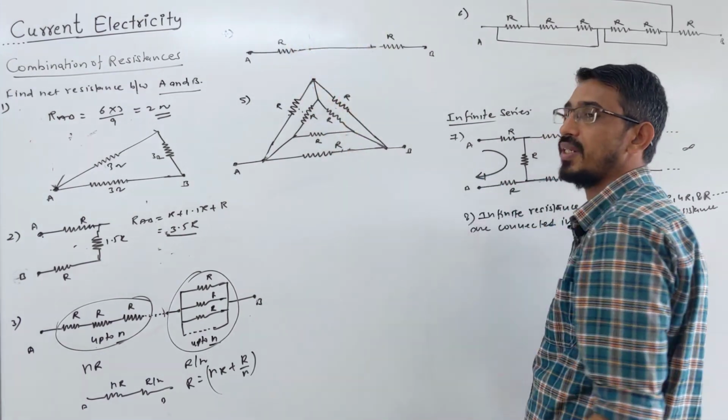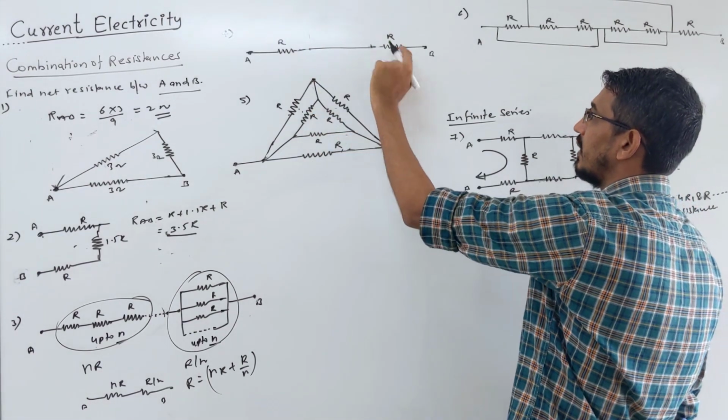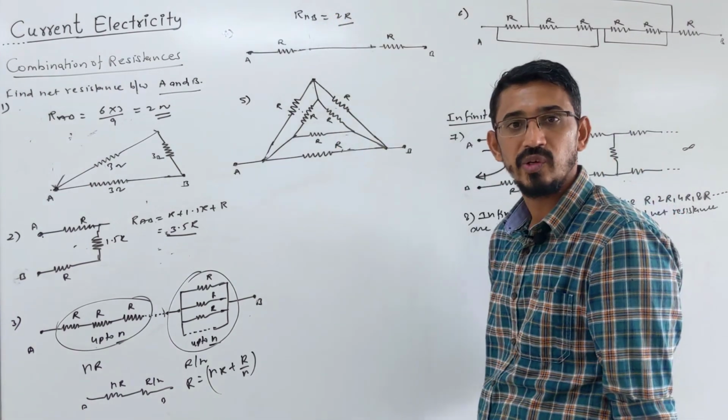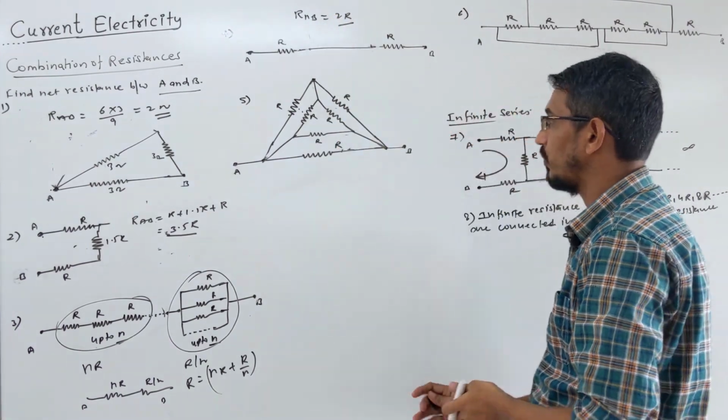Okay, this is a simple circuit, right? So just R and R in series. So the resistance between A and B is simply 2R. Done. Okay, moving to the fifth question.